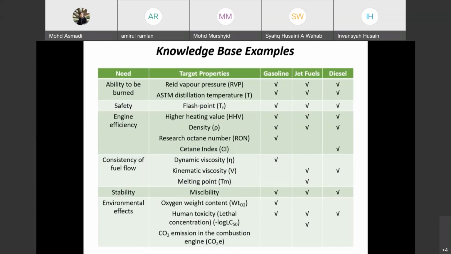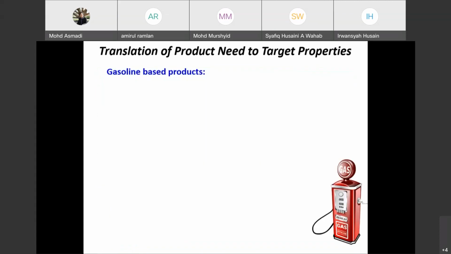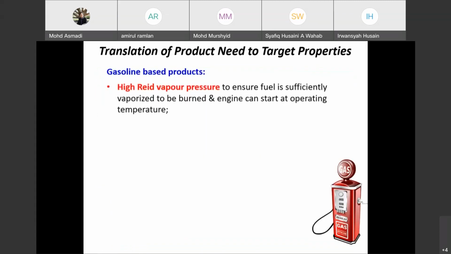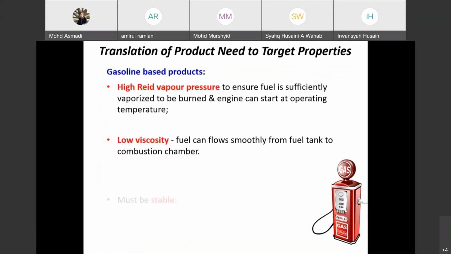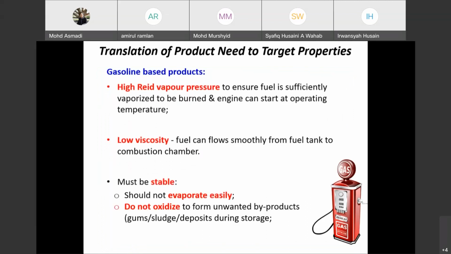Okay, certain index is related with the engine efficiency, right? Stability, miscibility, environmental effect, oxygen. Okay, what else? Human toxicity, right? This is related with the liquid fuels. Okay. So let's see the example if for the gasoline-based product. High rate vapor pressure, right? This is to ensure fuel is sufficiently vaporized to be burned, right? Low viscosity and also must be stable, lah. Not evaporate easily, do not oxidize.